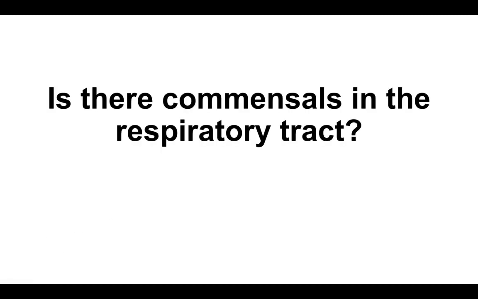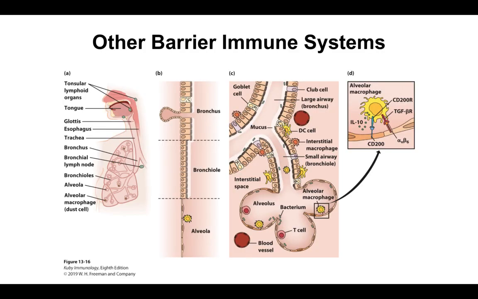Is there, or are there, commensals in the respiratory tract? There are commensals, it seems, throughout the GI tract. The respiratory tract is different in that in the upper respiratory tract you do have a normal microbiota, but in the lower respiratory tract, so from the trachea down, it seems to be sterile and you don't have a normal microbiota there.